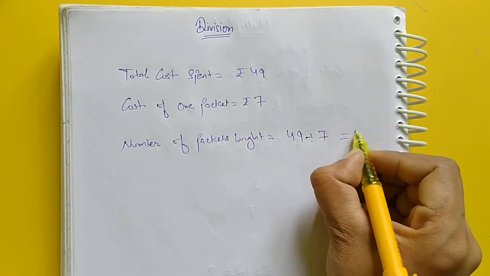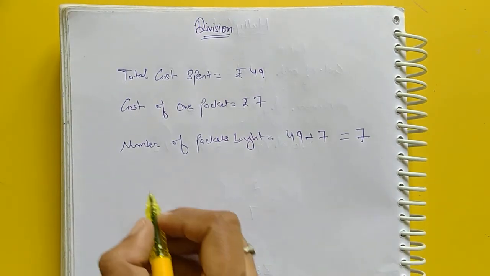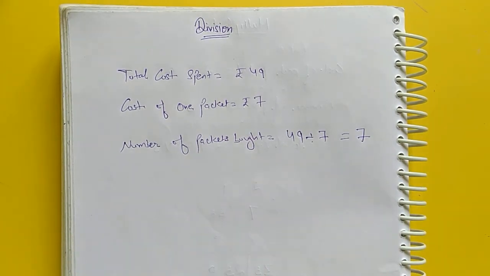You know very well that 7 sevens are 49. So it means Suman bought 7 packets of crayons.